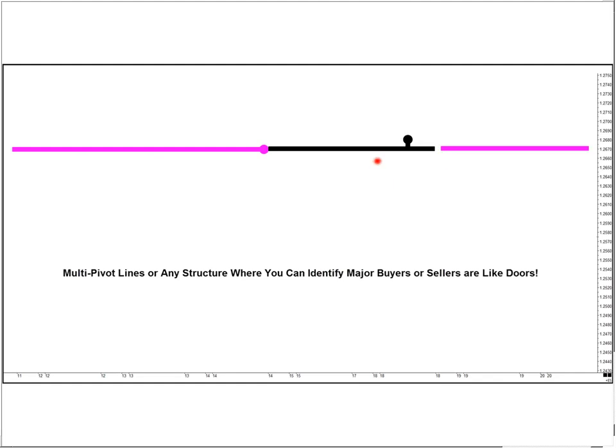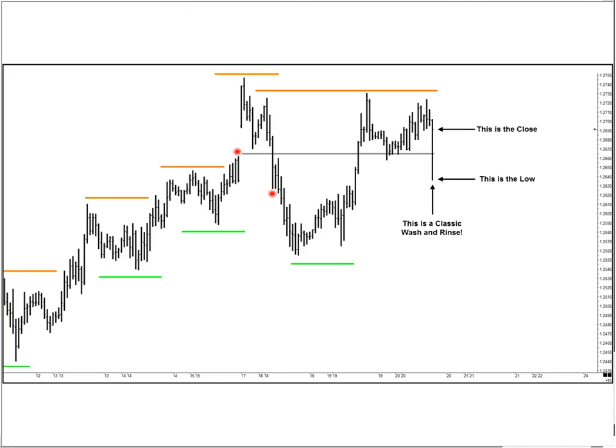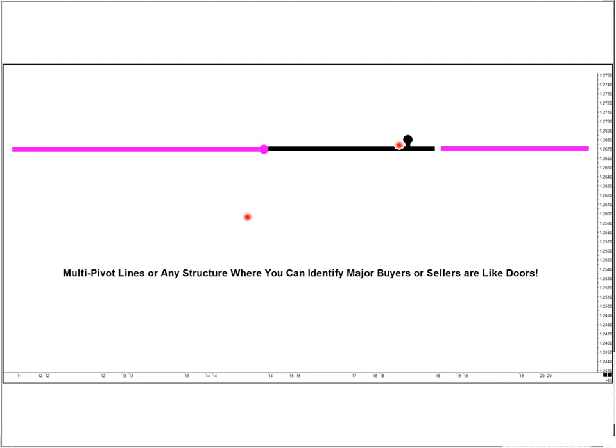So here's our door, and we're at the same multi-pivot line. Let me go back and show you. So we're at this multi-pivot line, this balance line right here. Okay? So think of it like a door. And price, just like you, wants to know what's behind the door. Price is up here. Now, if you're either outside the house or inside the house, and you're at a solid door, and you hear something going on behind the door, of course you want to know what's behind the door. Is it a good time? Is it a party? Is it burglars? What the heck is it?